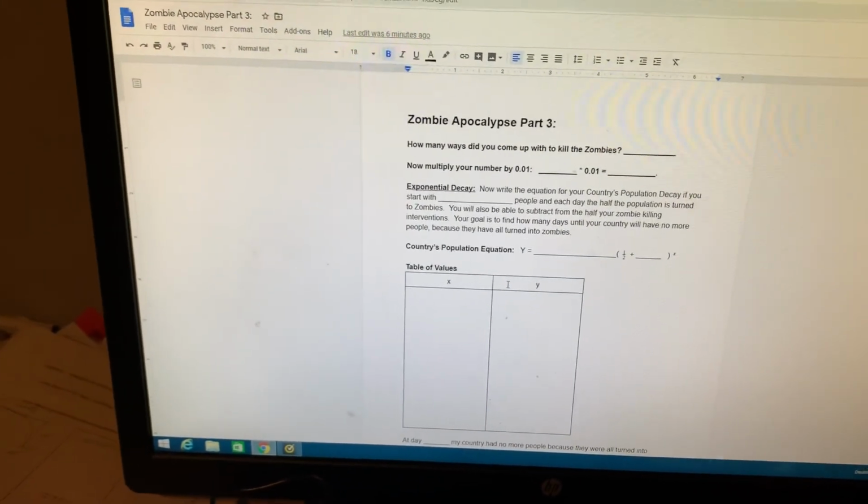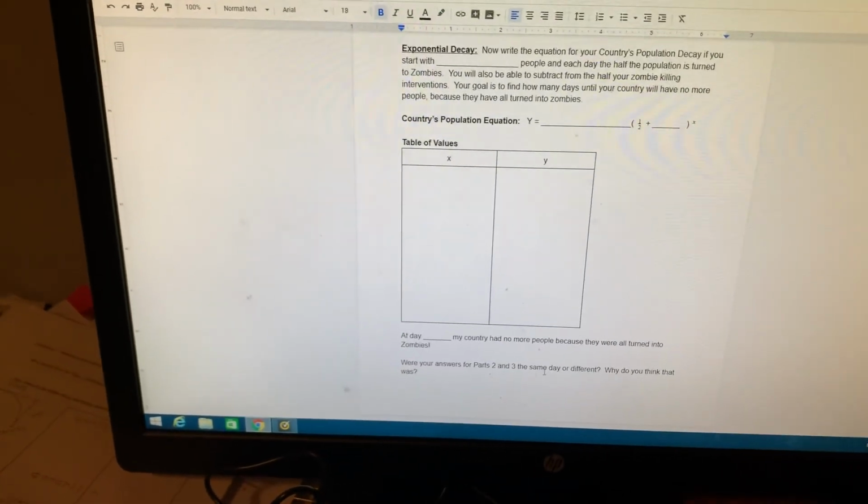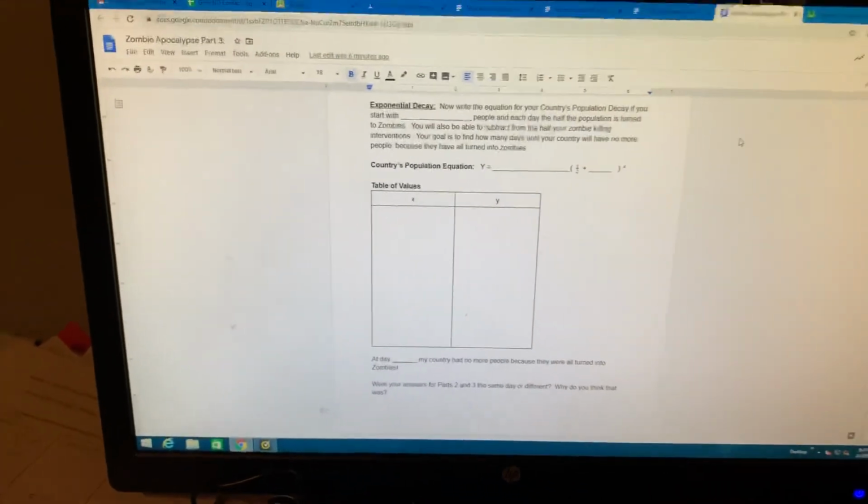Because you've got to come up with the equation and the graph, and then you'll have to graph it and answer all those questions. So if you need me, I'm here.